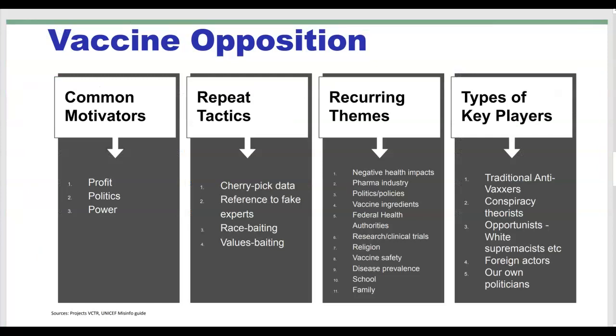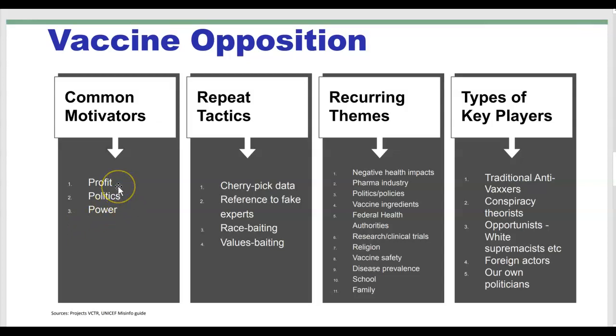The other thing to be aware of is to know the opposition and to know the tactics that they employ. So just to go over this slide, this is from Project Vector and the UNICEF Misinformation Management Guide. One's a website, you should become familiar with it, and the other one is the handbook that I'll put in this module as well. So why do people engage in proliferating or spreading this information?